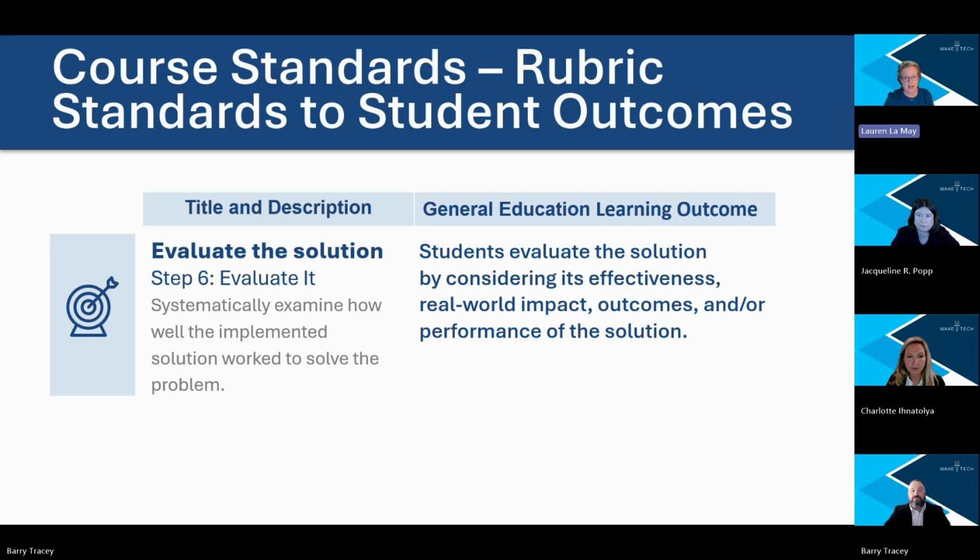In step 6, evaluate, the stage of the process, students evaluate the solution by considering its effectiveness, real-world impact, outcomes, or performance of the solution. This and the following step are great places to introduce peer evaluation, peer editing, along with quick reflection journals.